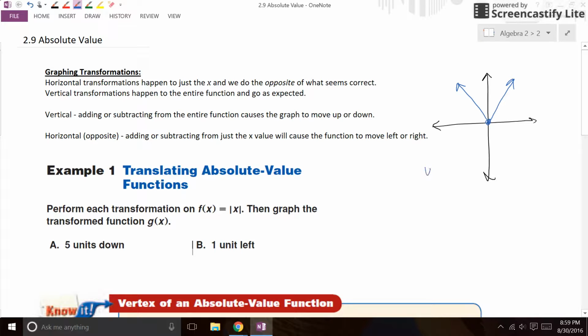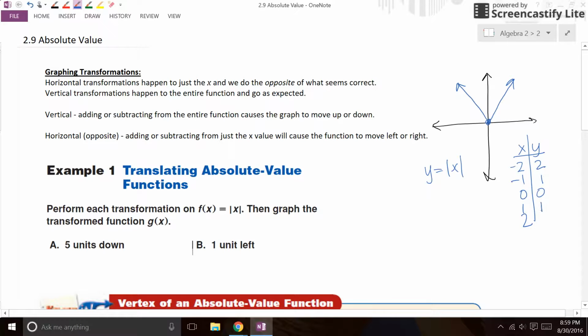Now, how do I know that? Because if you make up some x's and you plot them, so let's say that our x's are -2, -1, 0, 1, and 2. When you plot them, you plug in -2, you take the absolute value, you get 2. Plug in -1, you get 1. Plug in 0, you get 0. Plug in 1, you get 1. Plug in 2, you get 2. And if you plot those points, you get a beautiful V shape.